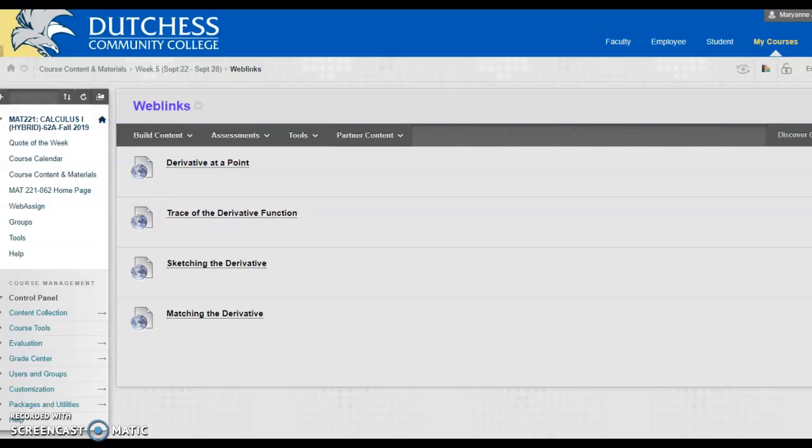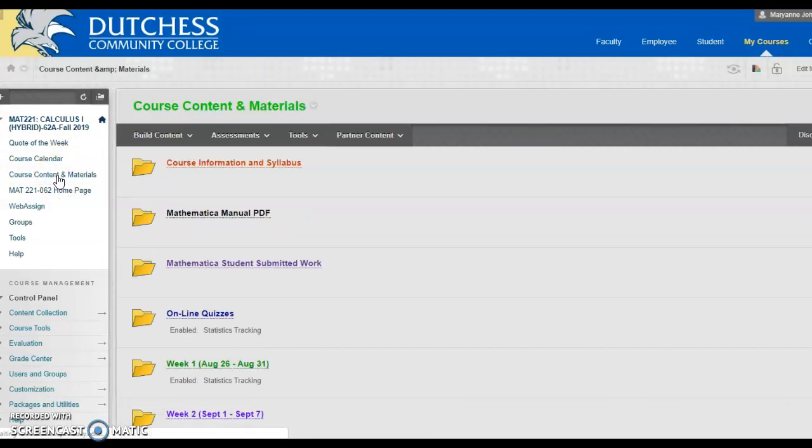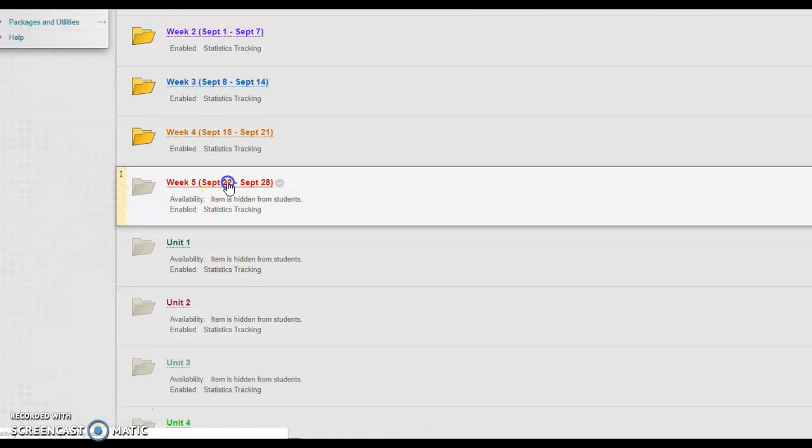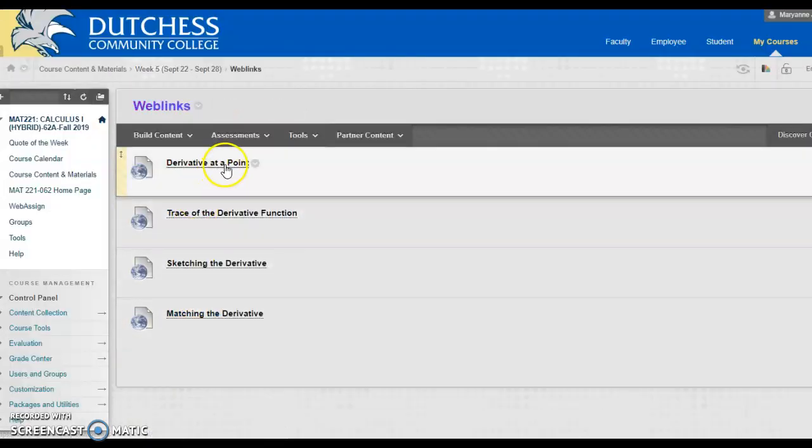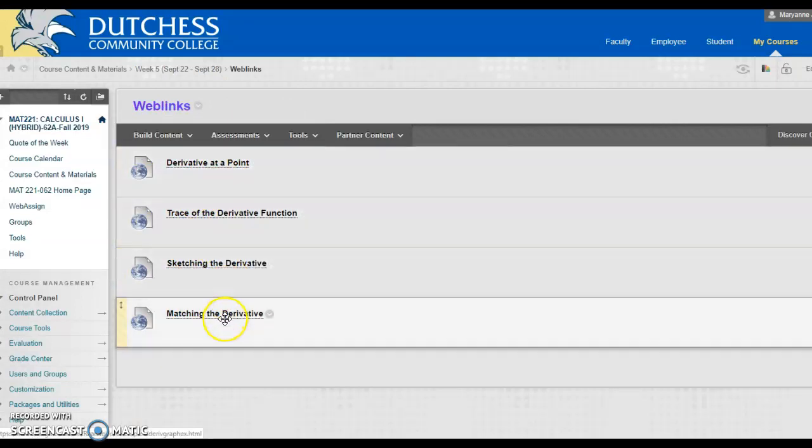Now, what I'm going to do in these next couple of minutes for section 2.7 is I want you to go to your web links page in your course content in your week 5 folder, and look at the web links there. There are a couple of different things here that will help you when we're trying to learn how to sketch the derivative.